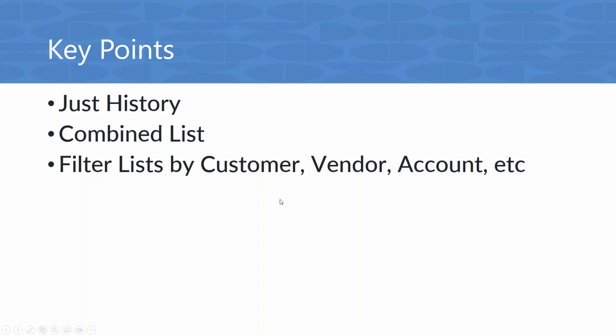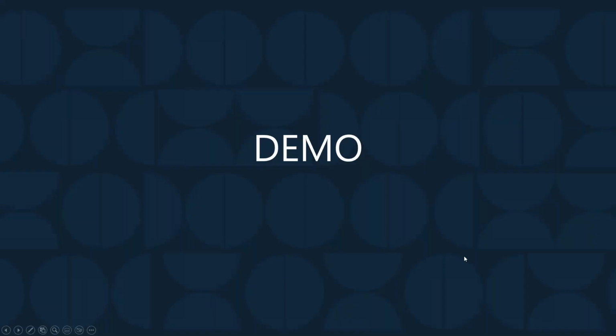We also have the capability of filtering down some of these lists so you're only seeing it for a particular customer or vendor or account or item, whatever it may be. So there are a lot of different ways you can view this information. I think that's probably enough talking. Let's actually show you what this might look like right inside of NetSuite.